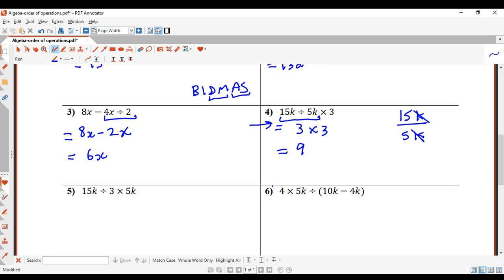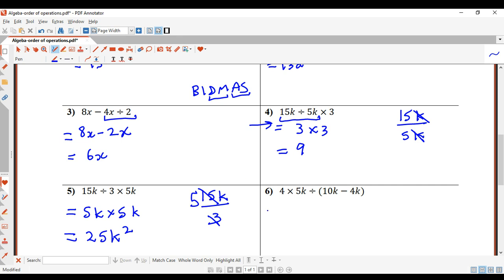And let's do the next one. Now here we've got a division and times again. And again, it's whichever one you bump into first. So we bump into the division first. And this will be 15k divided by 3. So 15k over 3. Now 15 divided by 3 is 5. So that's 5k. In this particular example, you're going to get a squared term, aren't you? So 5k times 5k is 25k squared.